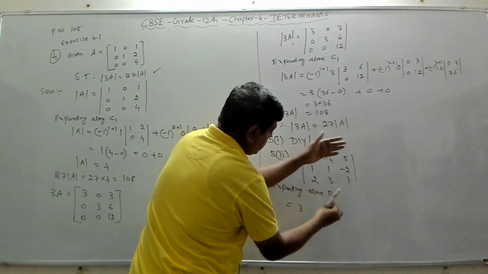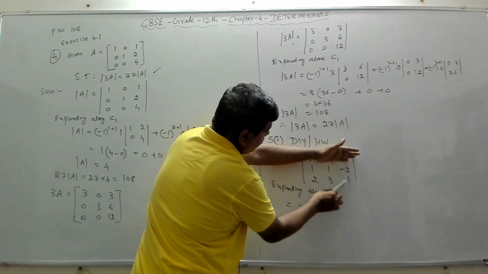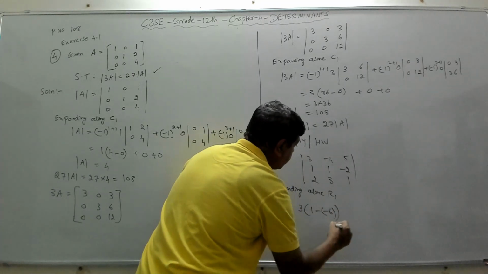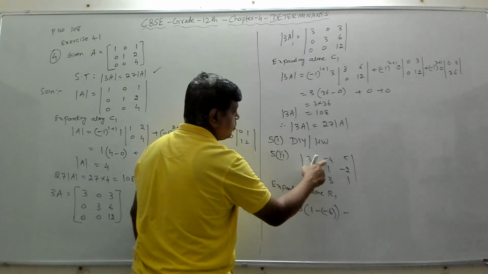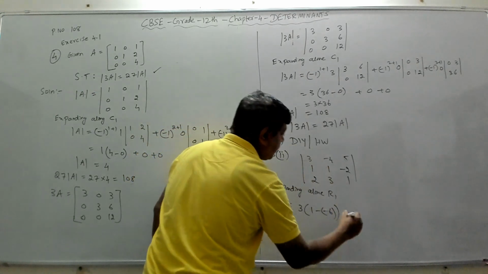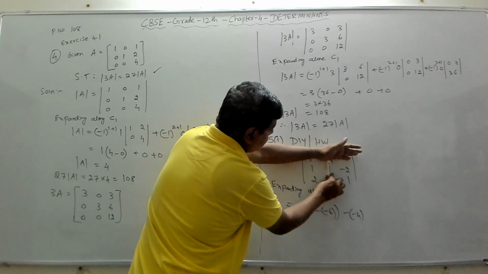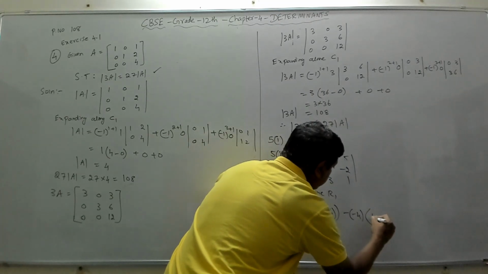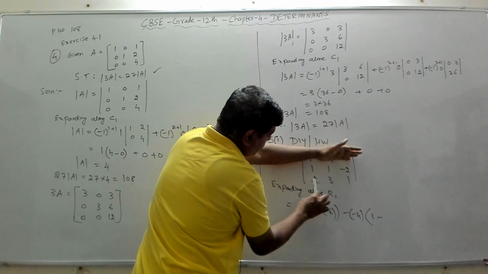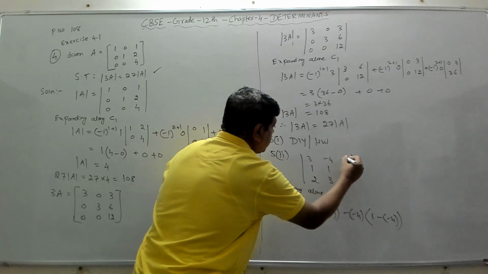So 1 into 1 is 1, minus, 1 into 1 is 1, minus 3 into minus 2 is minus 6. Minus, because this is position 1 2, it will become negative. Then there is a minus 4 into, we close this row and column. So 1 into 1 is 1, minus 2 into minus 2 is minus 4.